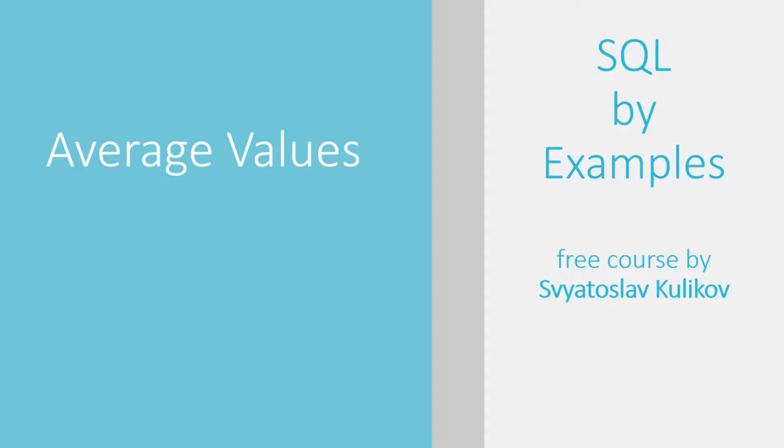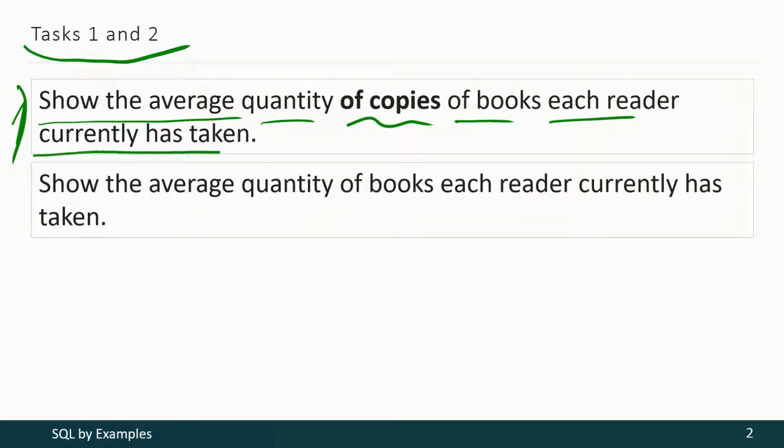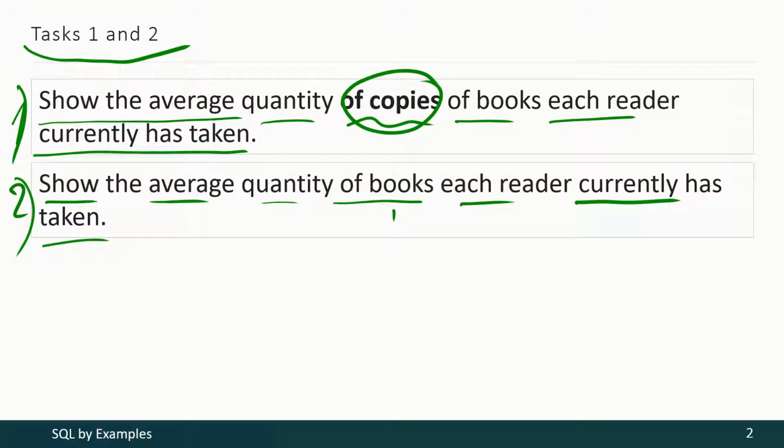In this video we shall discuss how to calculate average values. For convenience, the first two tasks are placed on the same screen. In the first one, we have to show the average quantity of copies of books each reader currently has taken. In the second one, we should show the average quantity of books, not the copies, but books each reader currently has taken. The difference is the next.